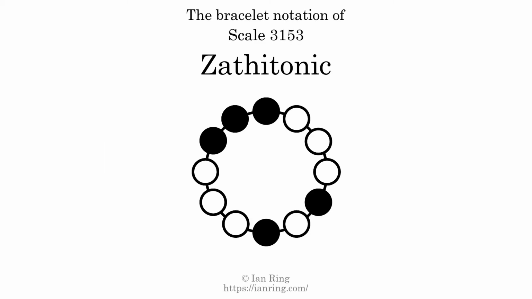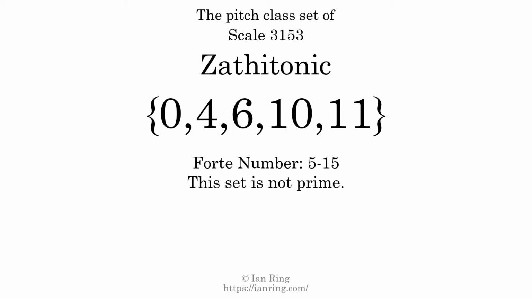This is a bracelet notation diagram of scale 3153. The shaded circles represent tones that appear in the scale, and they are read clockwise, starting at the top. The pitch class set for this scale is 0, 4, 6, 10, 11. The Fort class is 5, 15. This set is not prime.